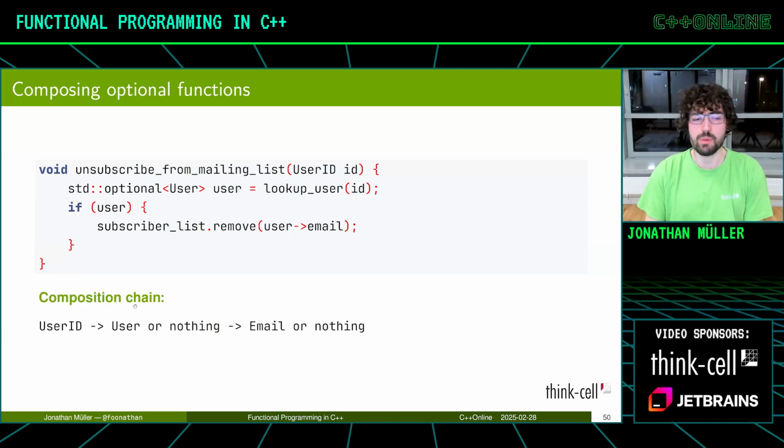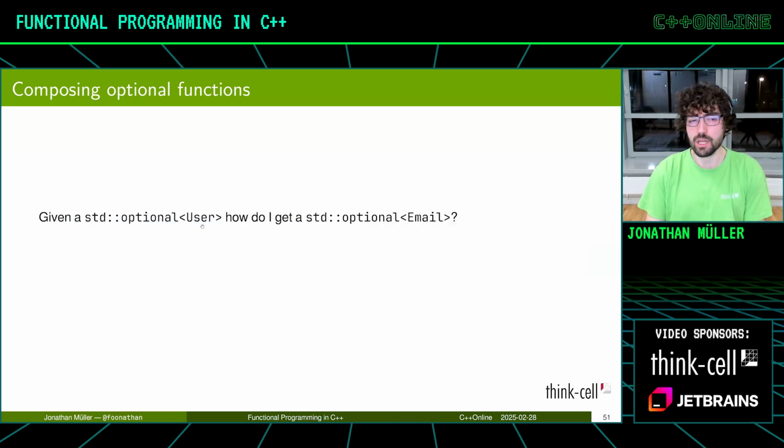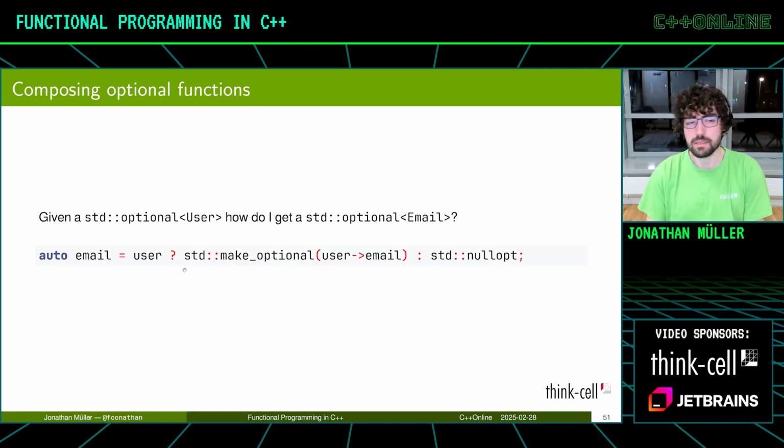But fundamentally, we still have a composition. We start with a user ID, we turn that into a user or nothing, and then we logically turn that into an email or nothing. And if you have an email, we do something with it. So can we express that more naturally? Well, the problem is, given an optional user, how do I get an optional email? Well, like this: if I have a user, get me the email, back in an optional, otherwise an empty optional.